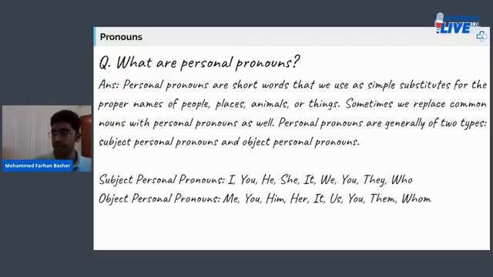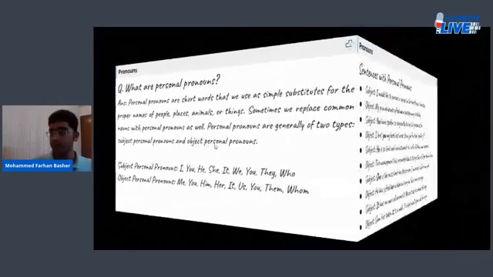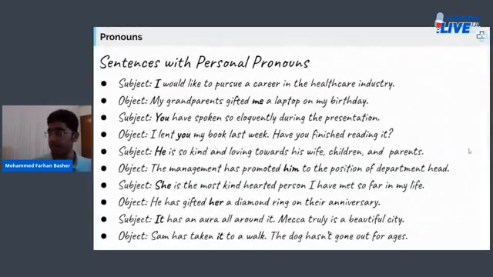All right. Moving forward to the next slide, we have some sentences with personal pronouns to make our definition more explicable. Now, take a look at the very first example. Subject. So, I would like to pursue a career in the healthcare industry. I would like to pursue a career in the healthcare industry. When I say I mean I am going to do something. So I am the doer of something, right? I would like to pursue a career in the healthcare industry.